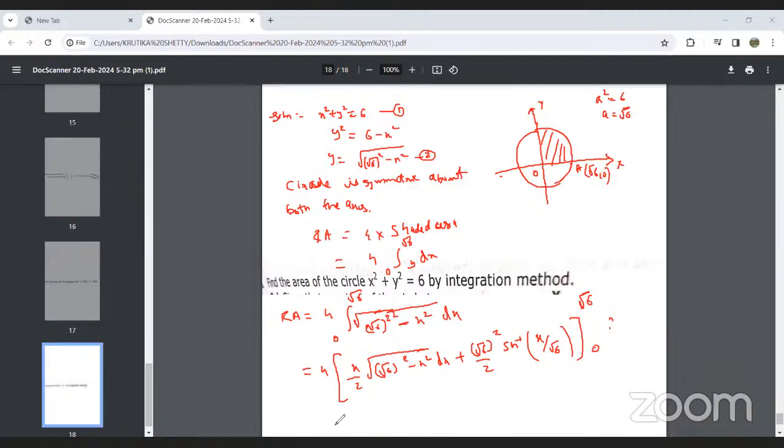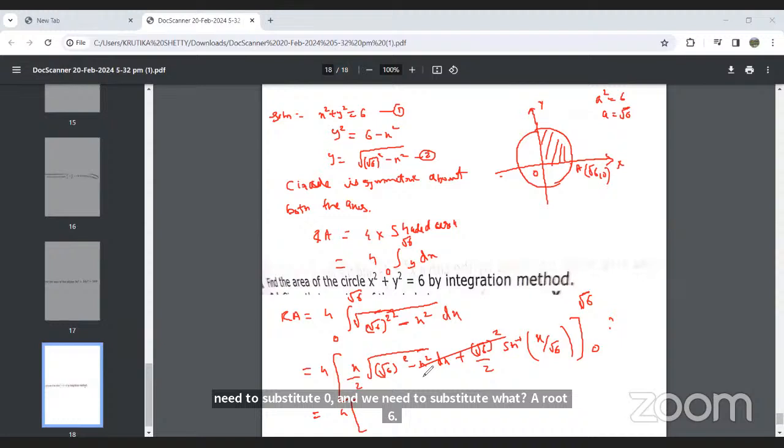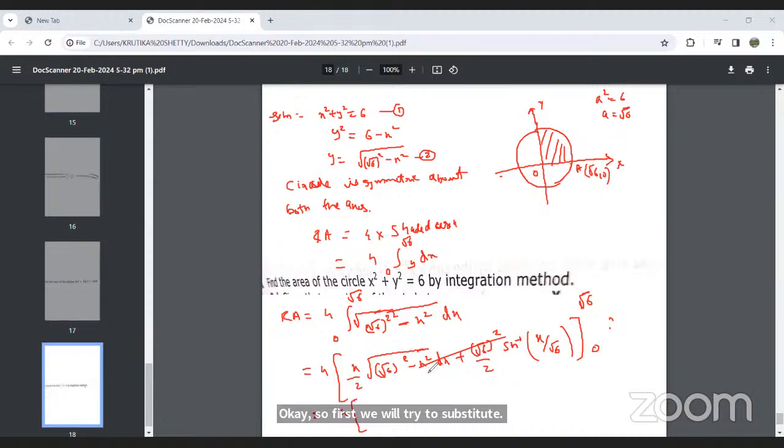Okay, so we will substitute the limits now. Once we need to substitute 0, next we need to substitute root 6. So first we will substitute root 6. When I substitute root 6 here, the first term will become 0, and root 6 upon root 6 will be 1. So it will be 3, I will do it directly because 6 upon 2 is 3, sine inverse 1. Okay, so this will remain, and then minus.